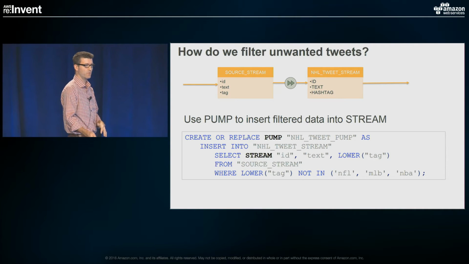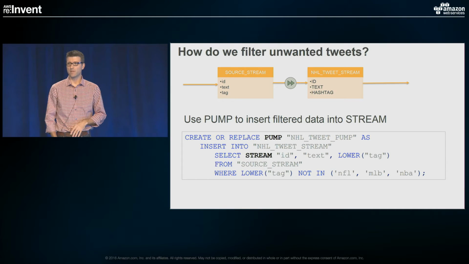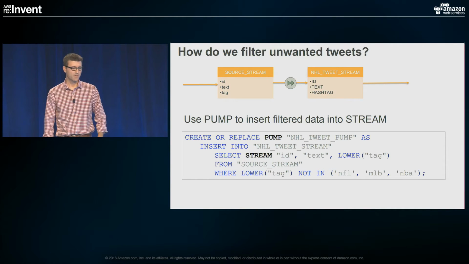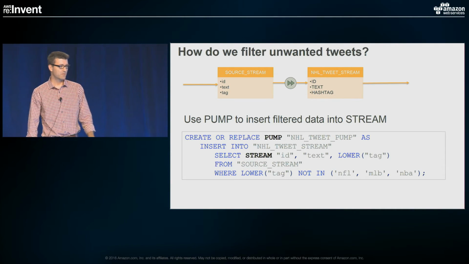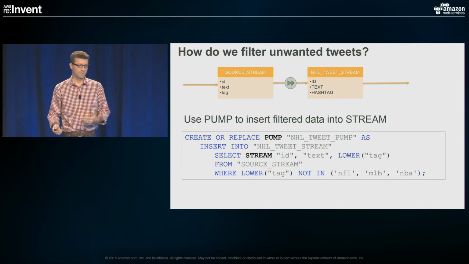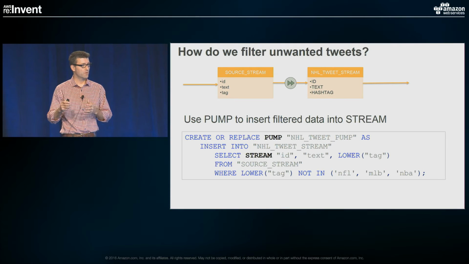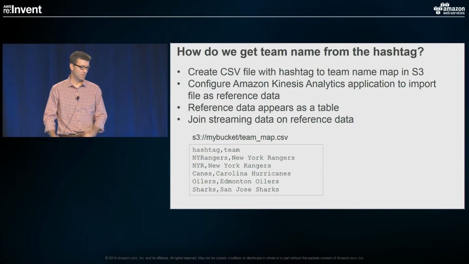You can, of course, have another query if you wanted that data and put it somewhere else. You could have another SQL statement that would do that for you. But in our use case, we don't want that data, so it's gone. So my stream just contains relevant data. Simple as that. I've now got basic SQL doing a where clause, getting rid of the data I don't want. So now my NHL tweet stream, which is my new source for the rest of the application, contains only relevant tweets.